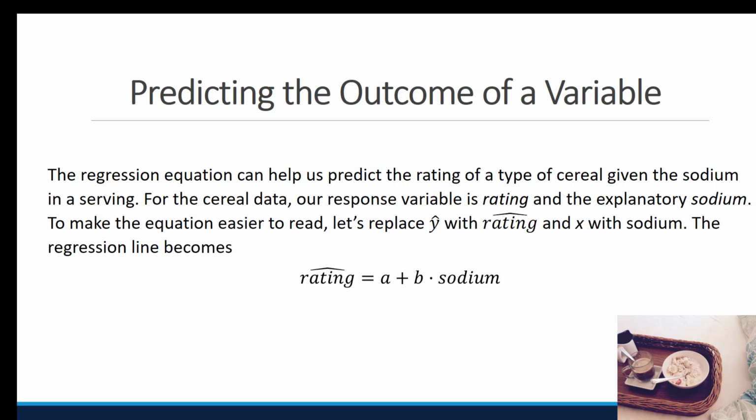The regression line can help us predict the rating of a type of cereal given the sodium in a serving. For the cereal data, our response variable is rating and the explanatory variable is sodium. To make the equation easier to read, let's replace y hat with rating hat and x with sodium. So here's our new regression line.